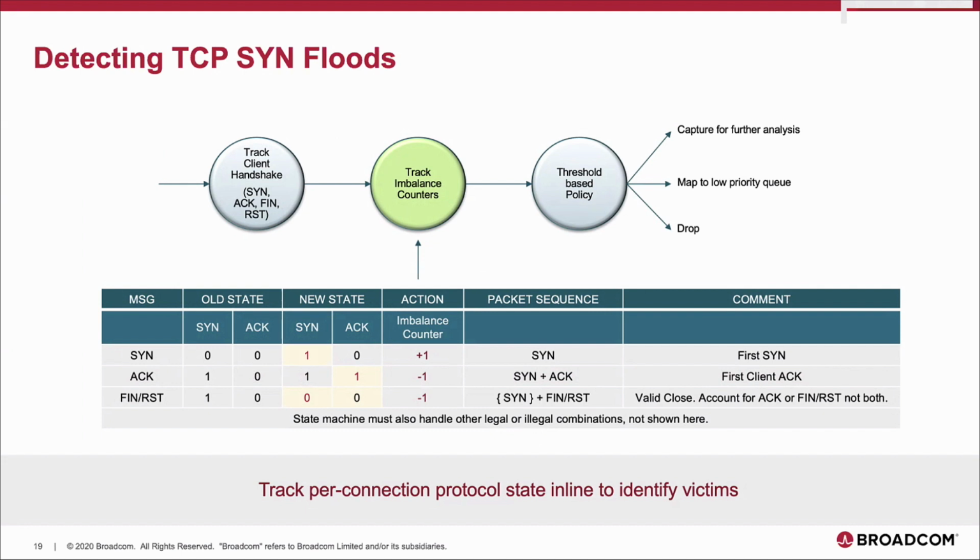Now, if you look at the table below, it's a partial state machine that's being shown, where we are tracking the counts for SYN as well as ACKs. We have an imbalance counter that is being updated. And now, if this counter goes beyond a threshold, you can have policy. So you can now capture the packet for further analysis. You can decide that I'm going to map this traffic to a low priority queue because it's suspect now, or you could start dropping it. And you can identify who the victims are by this method.